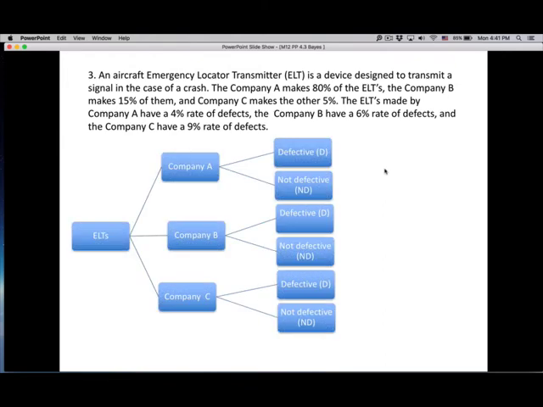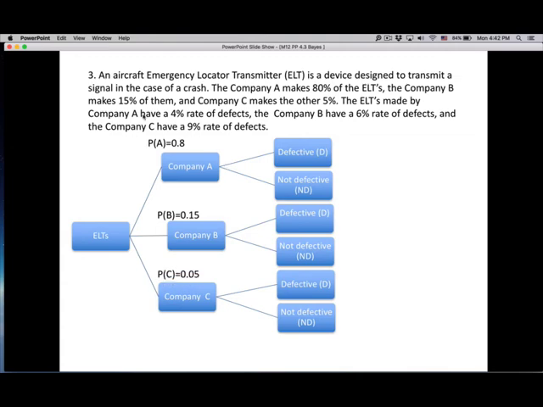Okay, first, you should create the tree diagram like this, made by three companies, company A, company B, and company C. And for each company, it can be defective or not defective. And then plug in the information here. Company A makes 80% of the ELTs in here, so P of A equals 0.8. And then company B makes 15% of that, so P of B equals 0.15. And then the last one, company C, makes the other 5%, so P of C is going to be 0.05.